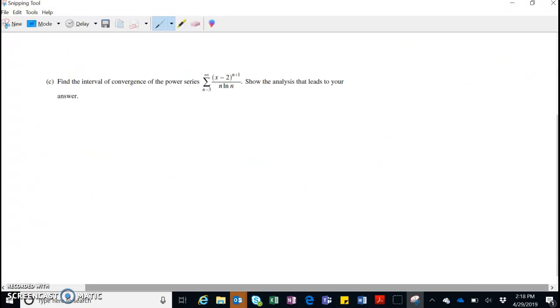Okay, and finally here on part C, we're asked to just find the interval of convergence for a power series and show the analysis that leads to our answer.